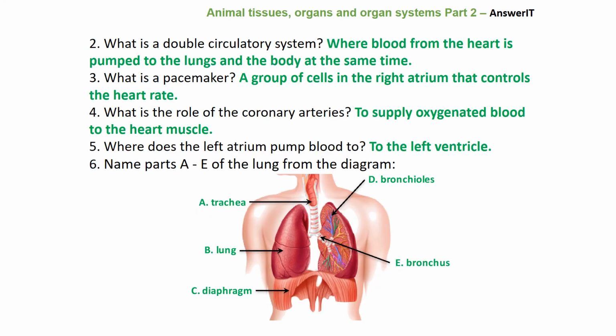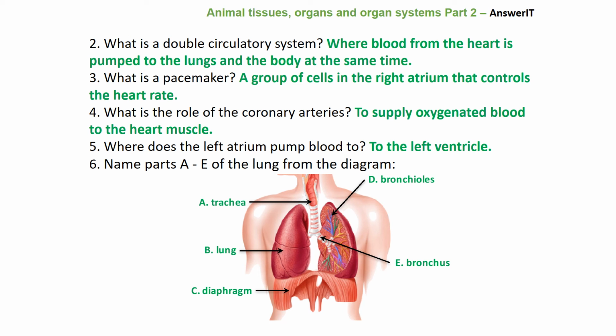Moving on. Question 2, what is a double circulatory system? That's where the blood from the heart is pumped to the lungs and the body. So anything to do with half of the heart pumping to the lungs, half of it pumping to the body would be correct. Number 3, what is a pacemaker? It's that group of cells that controls the heart rate.